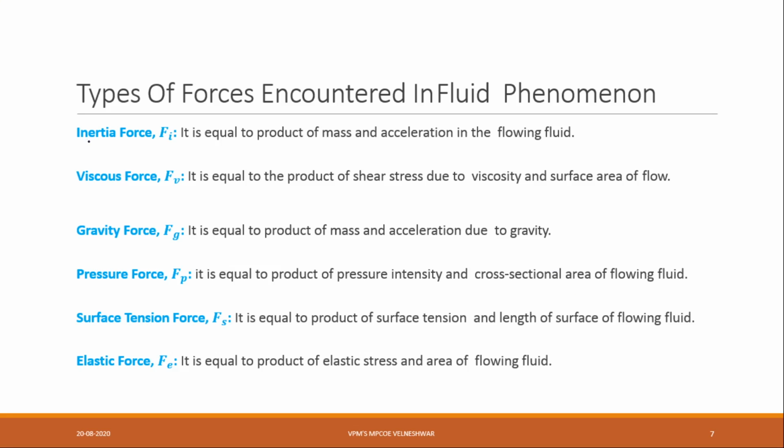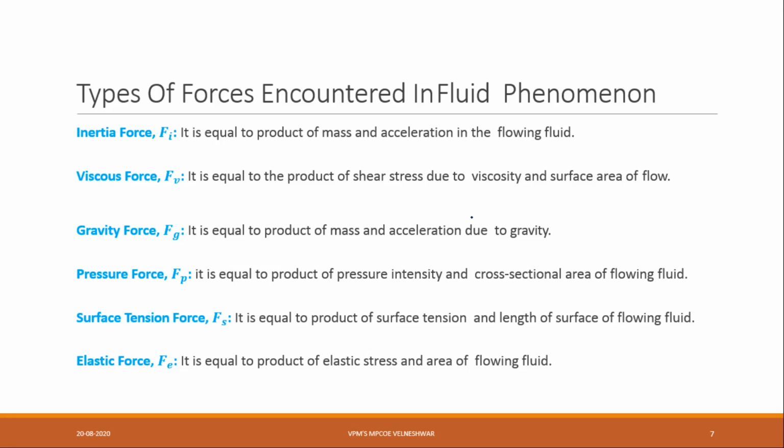Now types of forces. First is inertia force. It is equal to the product of mass and acceleration in the fluid flow. Next, viscous force. It is equal to the product of shear stress due to viscosity and surface area of flow, means overall area and how much shear stress there is. Now Fg, gravity force, is equal to the product of mass and acceleration due to gravity. Fp, pressure force, is equal to pressure intensity and cross-sectional area.